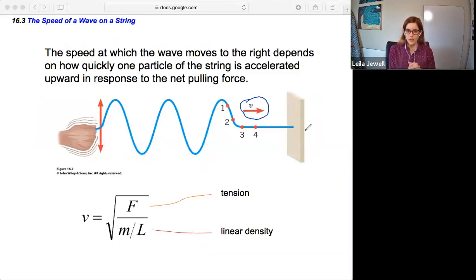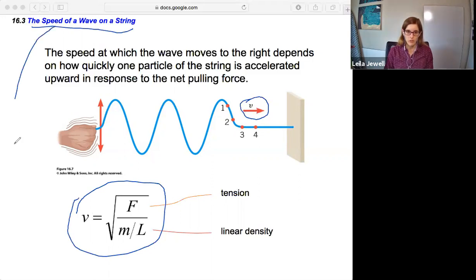So how do we know how it's going to be accelerated? Well, it turns out it depends on two primary factors: on the tension of the string, so how taut it is, that if you pull it tighter, it will travel faster. And it will also depend on how heavy the string is, right? The linear density of it. If it's a really heavy string, it's not going to accelerate as much for the same given force. So we express that in this expression for the speed of a wave on a string.